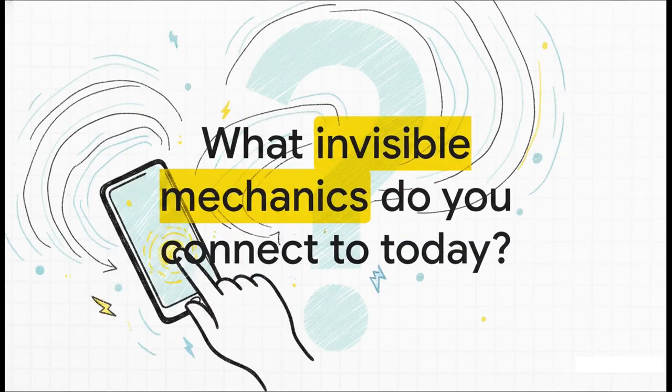Which leaves us with this final thought. Every single time you tap a modern smartphone screen, you aren't just pressing a button. You are fundamentally interacting with an invisible electrical field using your own body's natural charge. You are literally part of the circuit. So it really makes you wonder, as our tech gets more and more integrated into our daily lives, what other invisible digital mechanics are you physically, biologically connecting to today?